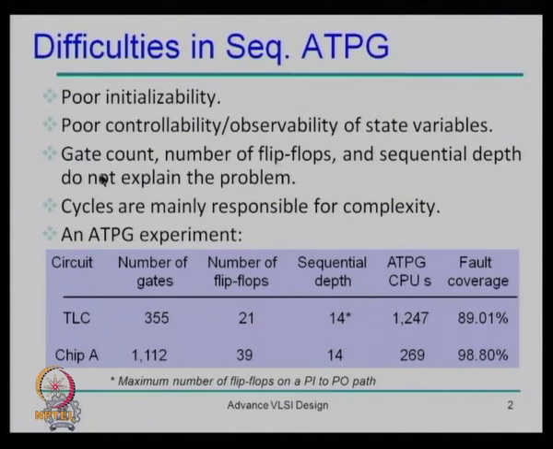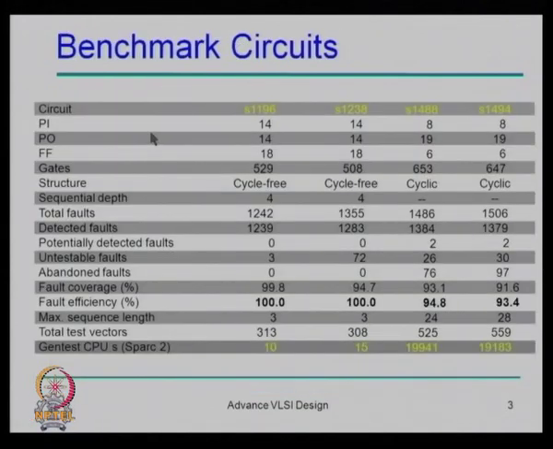And as the design grows, the number of gates and the number of flip flops increase, hence the sequential depth of the circuit increases, and you need to unroll it multiple times, time frames, and your test generation becomes more and more complex. If you look at the complexity of the test generation problem, you will find that most of the time the cycles are mainly responsible for unrolling the circuit multiple time frames. Hence your circuit would be much more complex than your combinational circuit, and hence it would be difficult to generate test vectors.